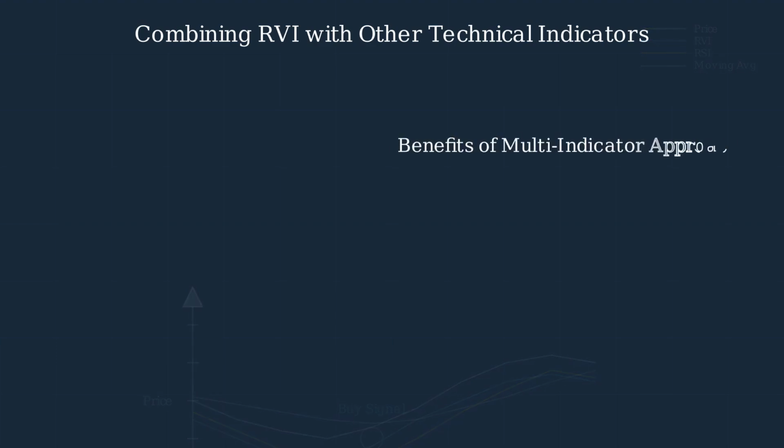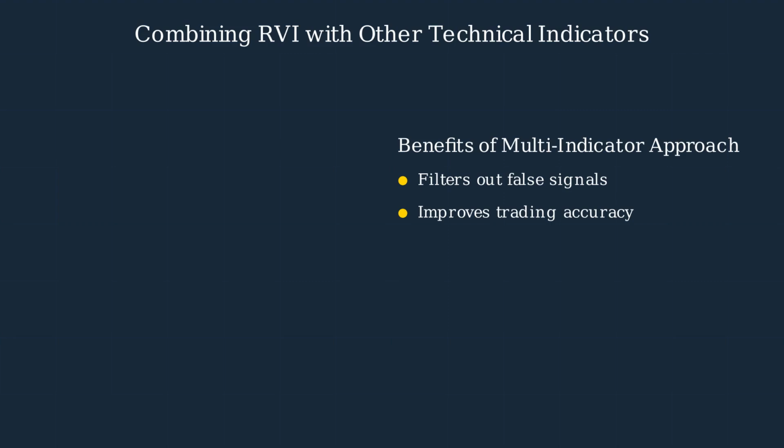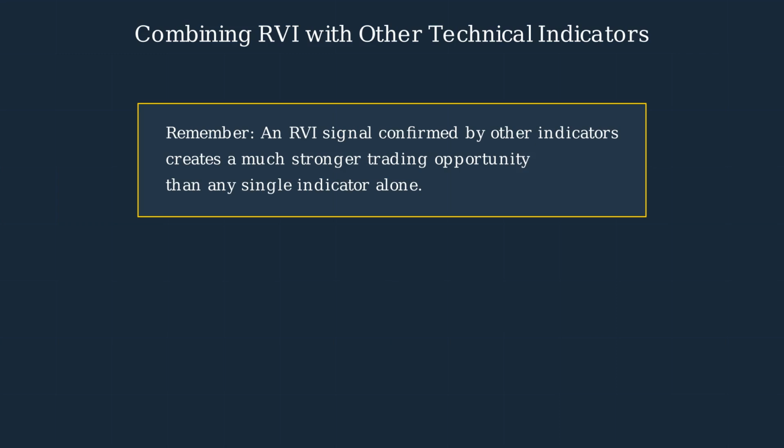This multi-indicator approach offers several key advantages for traders. First, it effectively filters out false signals that might occur with any single indicator. Second, it significantly improves overall trading accuracy by requiring confirmation from multiple sources. And finally, it provides necessary context for volatility signals, helping traders understand the broader market environment. Remember, an RVI signal confirmed by other technical indicators creates a much stronger trading opportunity than any single indicator alone.